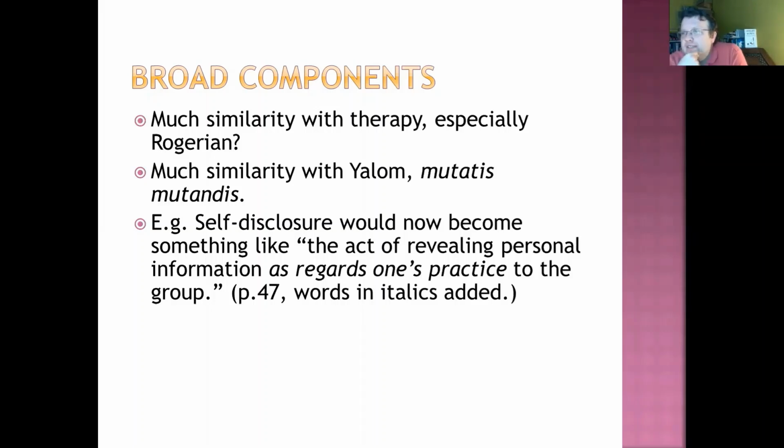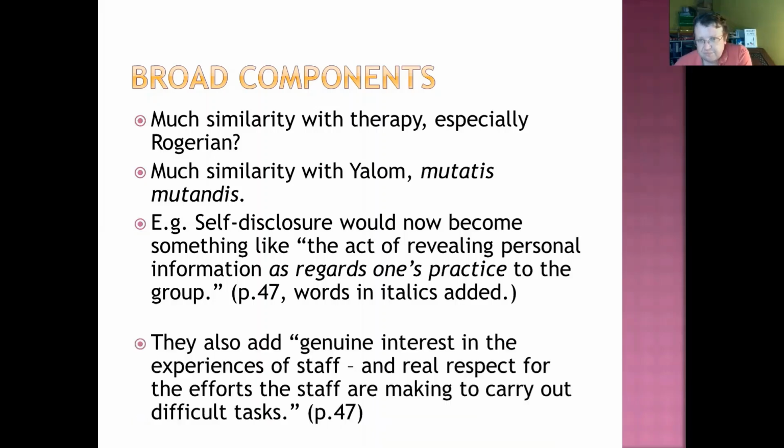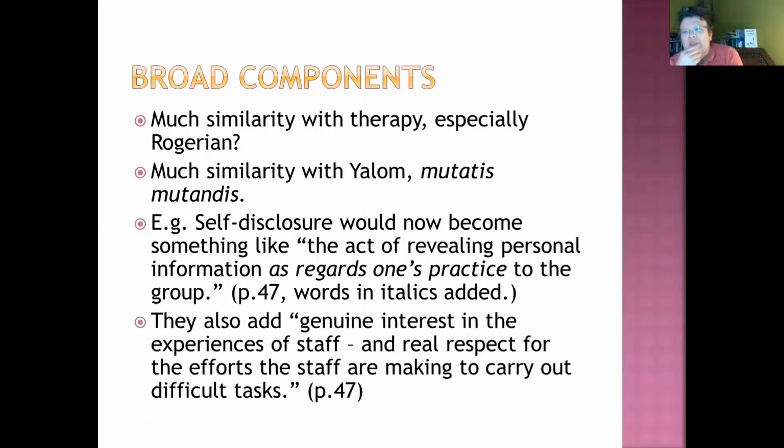But those are not the kind of things that the facilitator's trying to bring out here. They're trying to bring out a link maybe with the damage in the clients, the possibility of the clients damaging us, the possibility of us damaging the clients, that sort of thing. So the focus is again back on the work. They should also add a genuine interest in the experiences of staff and real respect for the efforts the staff are making to carry out difficult tasks. I can't stress that enough. It's really important that they're interested in those things.